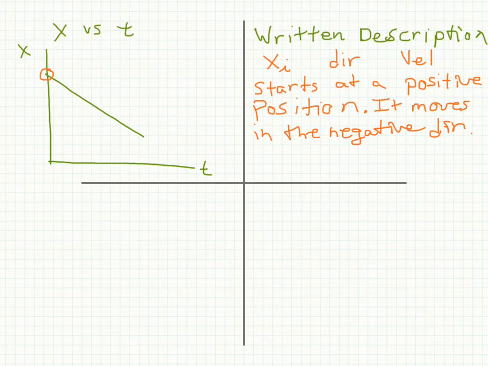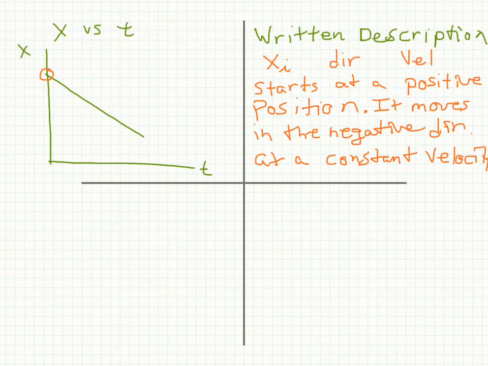And then, how do we handle the velocity part? Well, since we don't know what the velocity is, we don't have numbers, we can't actually calculate the slope of the graph. What we can do is say that it's constant. Since this thing is linear, we know that it is moving at a constant velocity. So it moves in the negative direction at a constant velocity.